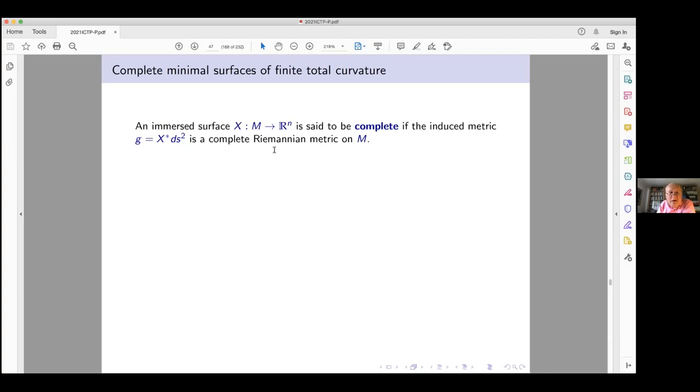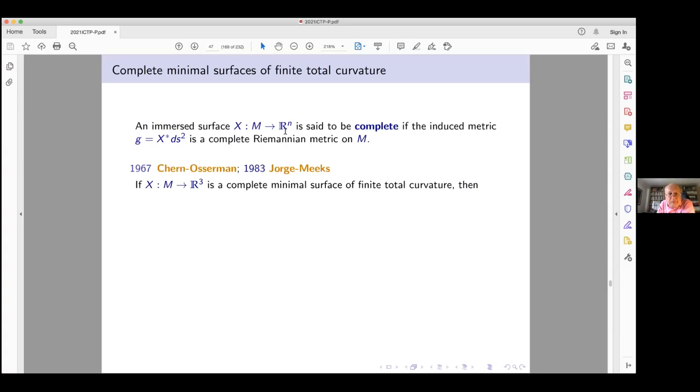So first, I'm again recalling what it means for the surface to be complete. I already defined this in the first hour. This means that the induced metric is a complete Riemannian metric on M. So it means that any divergent curve in M, when you map it into Rn, will have infinite Euclidean length in Rn. So such surfaces are of possibly the highest interest in the theory.